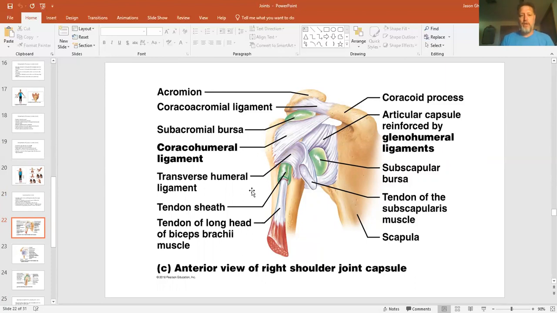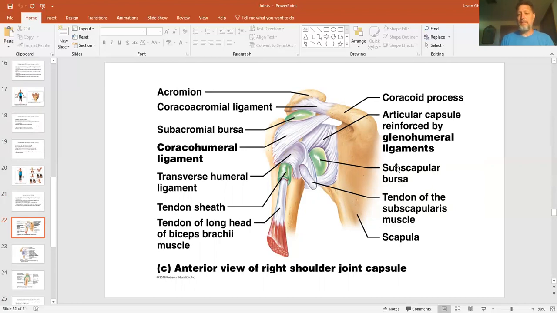So that's one thing I want you to know. I also want you to know this, your tendon sheath, and they're showing you the one wrapped around the biceps. This is going to be attaching to the biceps. So that means this is a tendon, hence a tendon sheath. You have the glenohumeral ligaments, okay? And that's the ligaments right here coming from the glenoid cavity to the humerus.